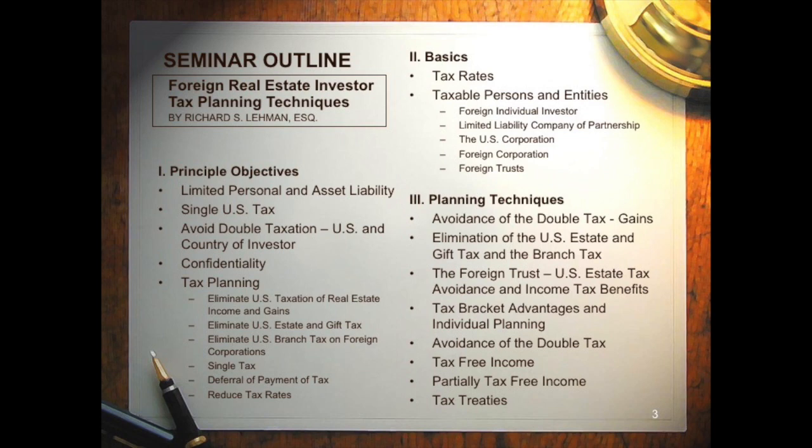partnerships and tax bracket advantages for individuals, how to avoid the double tax on income and double tax from countries that people are taxpayers in, the potential for tax-free income from real estate, partially tax-free income, and then the tax planning tool, which is very important, which is a treaty. The United States has over 50 treaties that deal with taxation with numerous countries. These all can be found online, and they are typically very favorable, even more favorable than the statute is, involving foreigners investing in U.S. real estate.